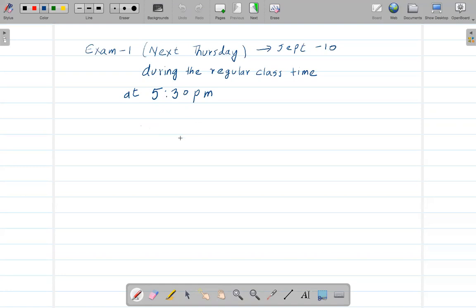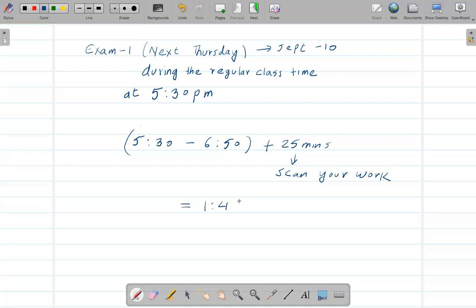About the exam timing, I'll talk more about it later, but in brief, our regular class time is 5:30 to 6:50, right? I'll give you this whole class time plus 25 minutes extra to scan your work. So the 25 minutes is your scan time, but it's up to you how you want to use it. The full time you'll get is 1 hour 45 minutes.